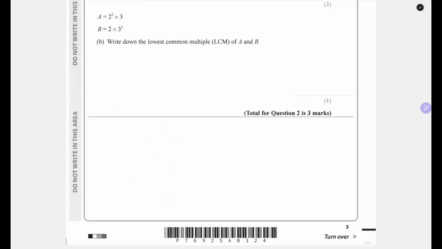2b says that a is equal to 2 squared times 3 and b is equal to 2 times 3 squared. Write down the lowest common multiple of a and b. Let's figure out what a and b are first. So 2 squared is equal to 4 times 3, that gives us 12. And 2 multiplied by 3 squared, which is 9, is equal to 18. So we need to figure out the lowest number that both 12 and 18 go into. So we'll use our little column method.